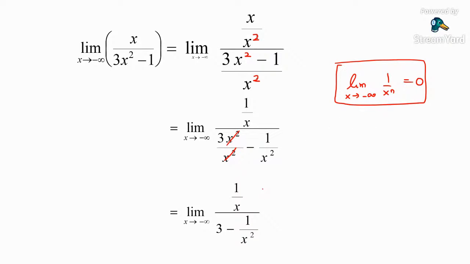So we are going to use this. That means 1 over x is 0. 1 over x squared is also 0. So we are having something like 0 over 3 minus 0. So this is 0 over 3, which is simply equal to 0. So congratulations, you got it, it is correct.